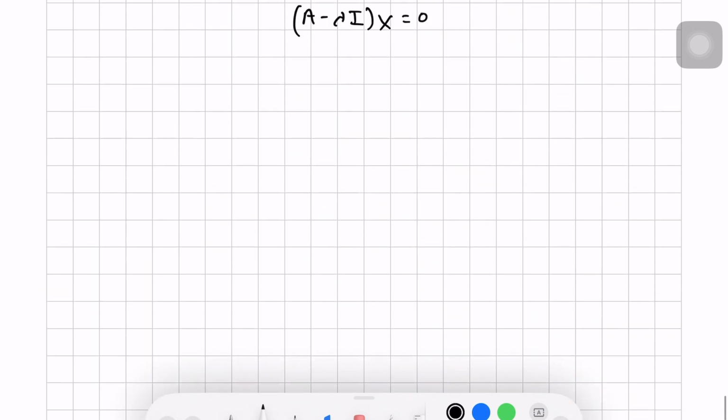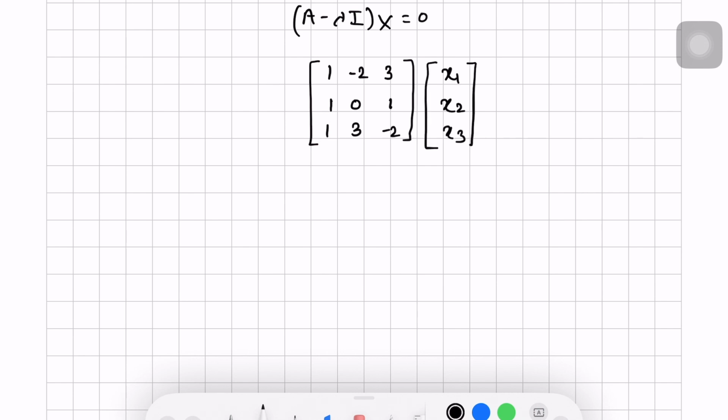So we will get 1 minus 2, 3, 1, 0, 1, 1, 3 minus 2, and x would be as it is, x1, x2, x3, is equal to 0, 0, 0. Now again we will do this by Cramer's rule.